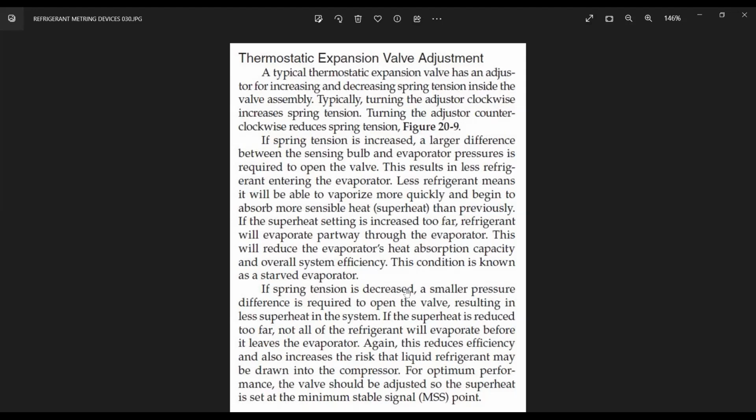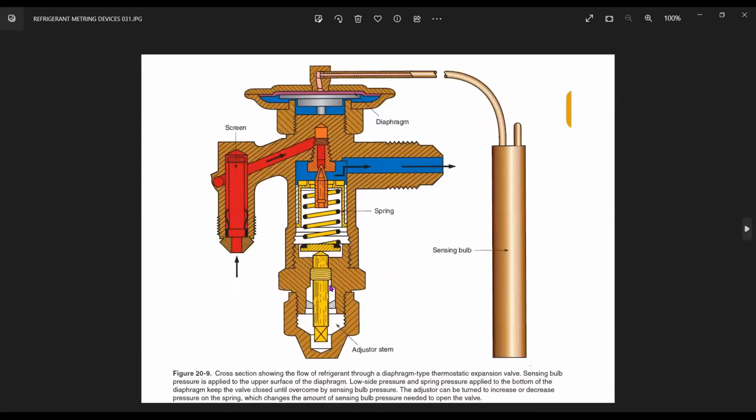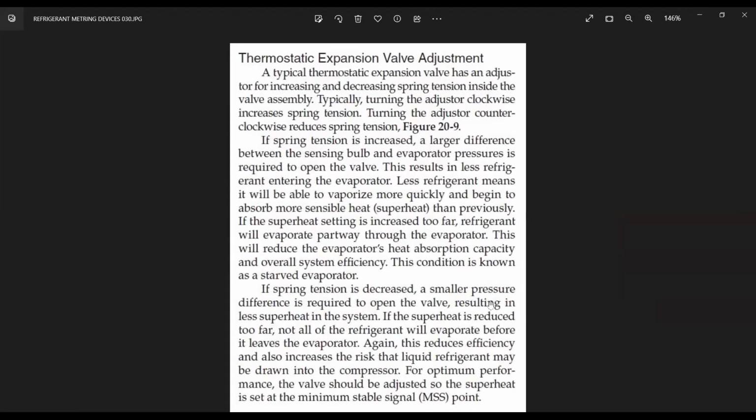Now, if spring tension is decreased too much, a smaller pressure difference is required to open the valve. That means now, if you turn it counterclockwise, the spring tension will be reduced. When this pressure is reduced, the opening pressure required will be lesser. So that means the diaphragm pressure on top required to open this TX will be lesser. That's why a smaller pressure is required to open the valve, resulting in lesser superheat in the system. Now, if the superheat is reduced too far, not all the refrigerant will evaporate before it leaves the evaporator. Again, this reduces efficiency and also increases the risk of liquid refrigerant being drawn into the compressor.